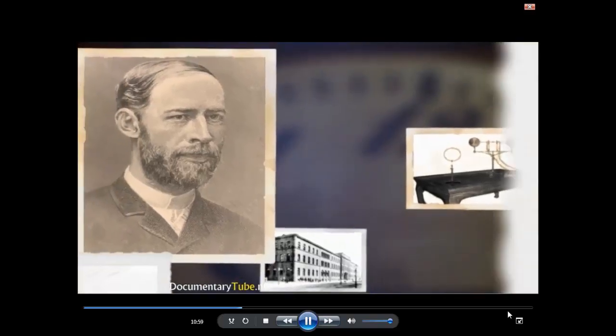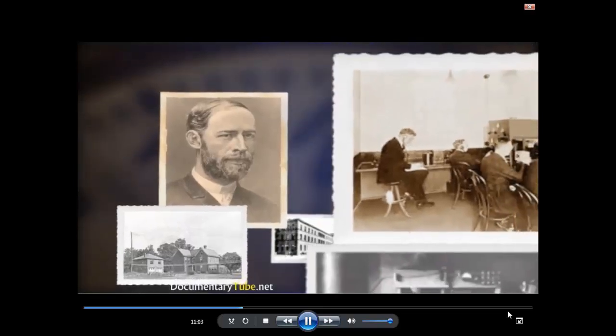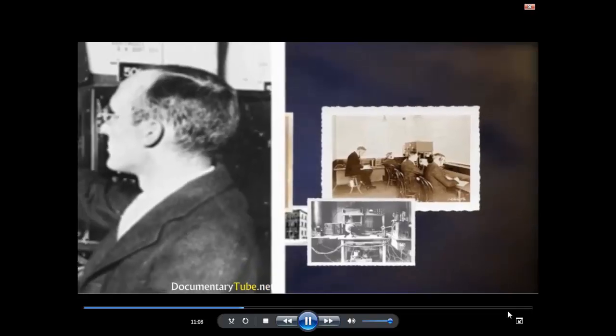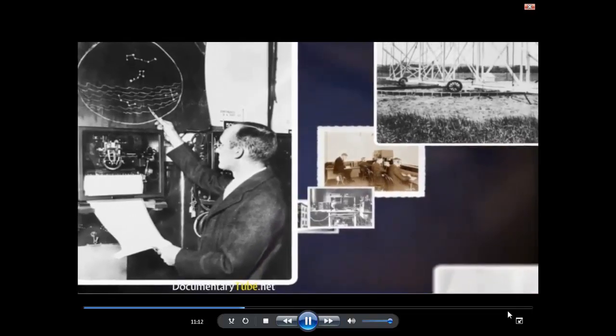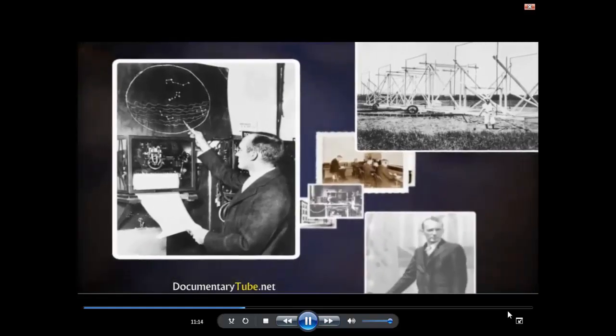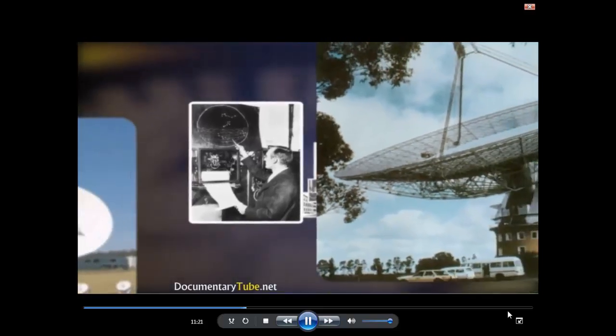Heinrich Hertz discovered radio waves in 1888. The first commercial radio station went on the air in Pittsburgh, Pennsylvania on November 2nd, 1920. Then, in 1932, a major discovery by Carl Jansky at Bell Labs revealed the stars and other objects in space radiated radio waves. Radio astronomy was born.